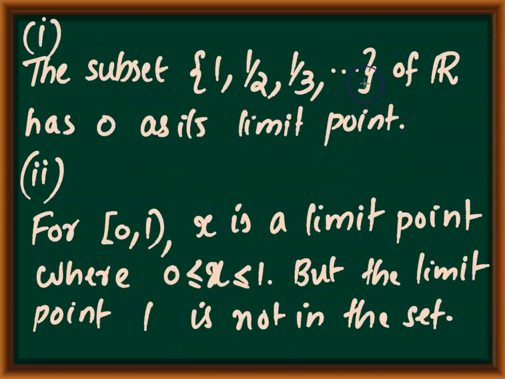For example, the set 1, 1/2, 1/3, etc. of R has 0 as its limit point. For the semi-open interval closed at 0, open at 1, x is a limit point of this interval for every x between 0 and 1, including both 0 and 1, but the limit point 1 does not belong to this set.